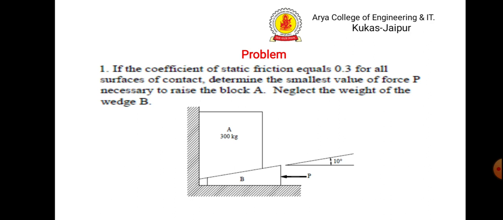Now let us take one more example. If the coefficient of static friction equals 0.3 for all surfaces of contact, determine the smallest value of the force P necessary to raise the block A. Neglect the weight of the wedge B. Remember that until and unless the weight of the wedge is given, we will not consider it. We will solve this problem by our basic concept method, that is the equilibrium equations.